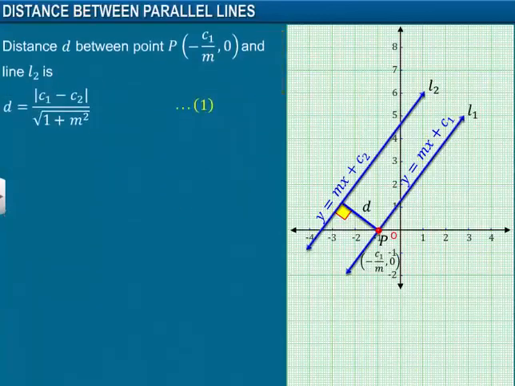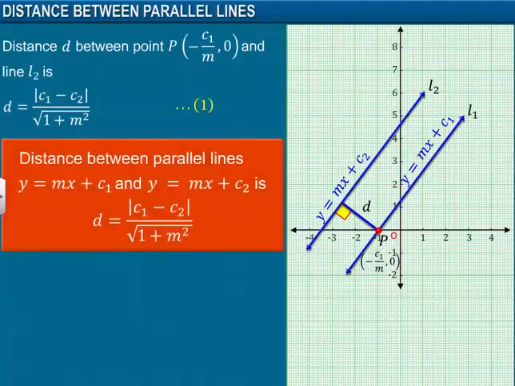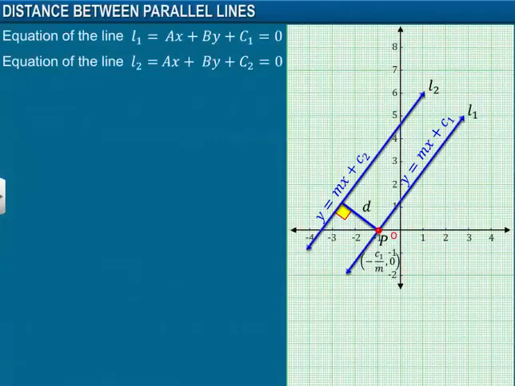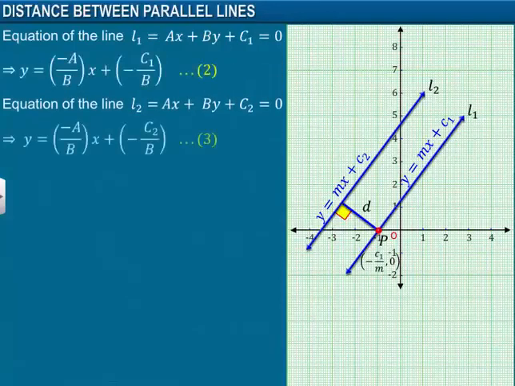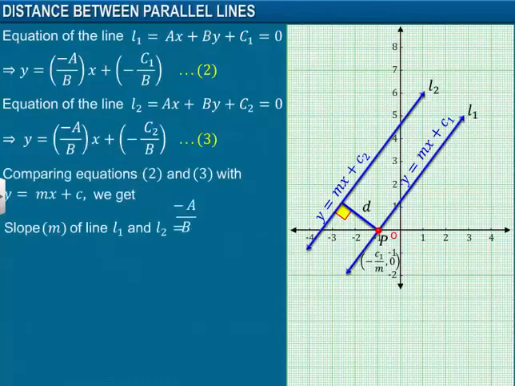Equation 1 gives the distance between two parallel lines L1 and L2, whose equations are given in the slope-intercept form. Suppose the equations of the parallel lines L1 and L2 are given in the general form as shown. Rearranging the given general equations in slope-intercept form, we get equations 2 and 3 representing lines L1 and L2 as shown. Comparing equations 2 and 3 with the slope-intercept form of the equation of a line, we get the slope of the parallel lines L1 and L2 as minus a upon b, and the values of the y-intercepts of lines L1 and L2 as shown.